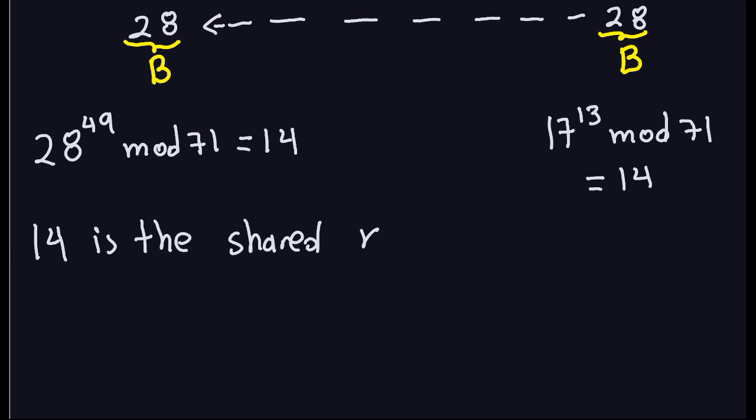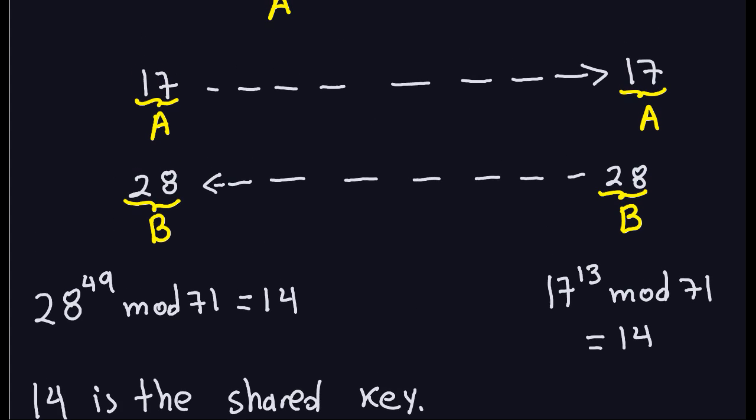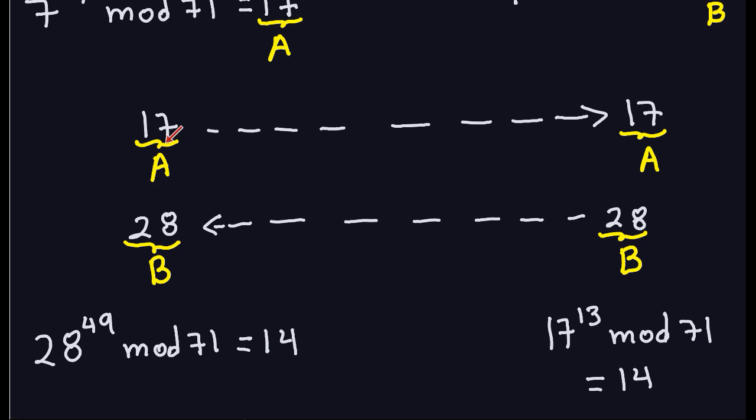Okay, 14, the shared key, was never sent through the channel. The only thing that was sent through the channel was the number 17 that Alice created and the number 28 that Bob created. Now, if some attacker is listening to this channel, she or he will get these two numbers. But if the prime P is carefully chosen and alpha is a generator, that will be okay. So this will not be enough information to actually get the private key.